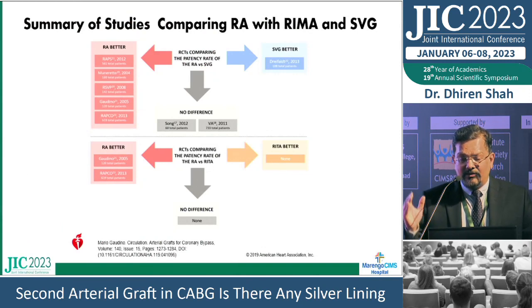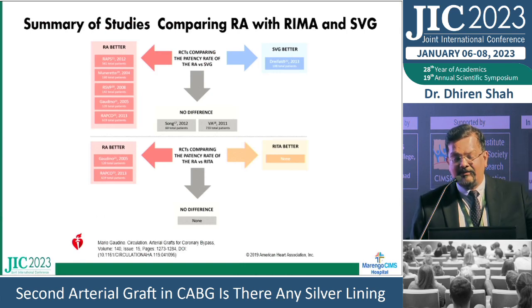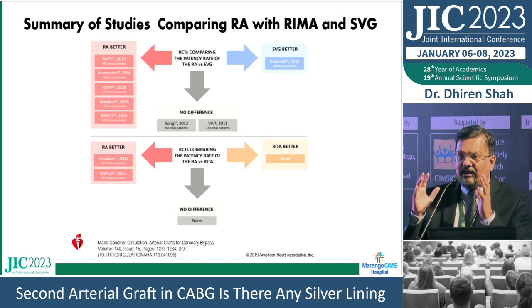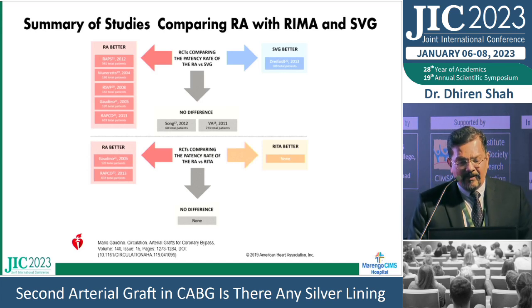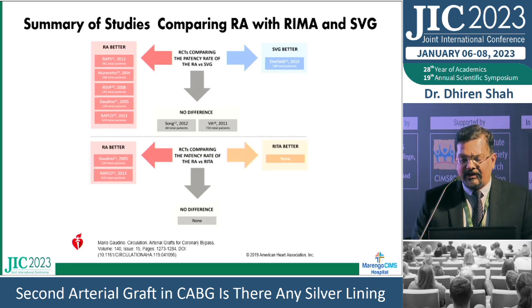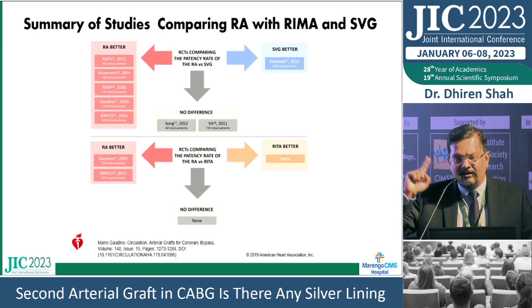If you see, only one study suggests that there is benefit by giving venous graft. But if you see the maximum advantage of radial artery, there are almost 5 to 6 studies which have shown that by giving radial artery, you are giving an advantage to the patient. Similarly, when you compare radial artery and RIMA, that is right internal mammary artery, there are 2 data which suggest that radial artery is better than right internal mammary artery, and there is no randomized controlled trial which suggests that bilateral or RIMA is better than the radial artery.